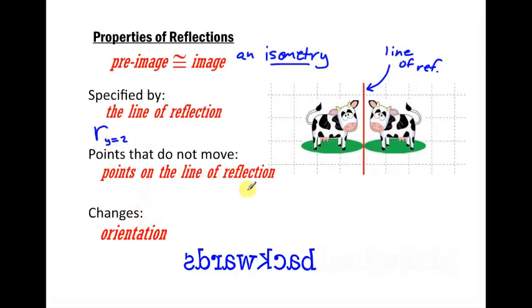Points that don't move. Any point that is on the line of reflection or on the mirror, like this one here in the grass, that point won't move as we do the reflection. So points that are on the mirror themselves stay on the mirror, just like Vegas. And then finally, it does change the orientation. So again, everything that was left is right, everything right is left, or up is down, down is up. Everything will be backwards in the reflection.